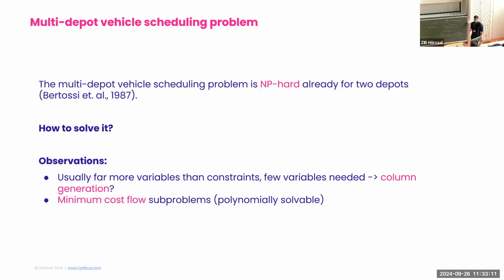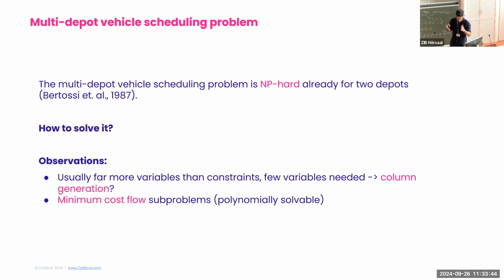Okay, so how do we solve these problems? We saw the formulation. How do we solve it? What you can observe is that usually you have far more variables than constraints, which is just because you can have a lot of deadheads. So it's in the quadratic order, because when you stop a service trip, you can go to a lot of other service trips. That's the first observation: you have a lot of variables, and in the end you don't need so many of them. So what obviously comes to mind, I guess, is some kind of column generation.